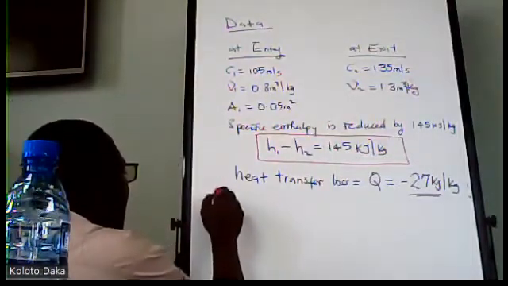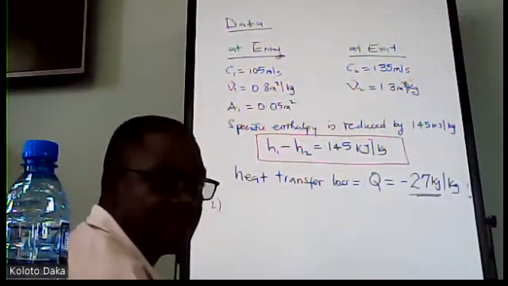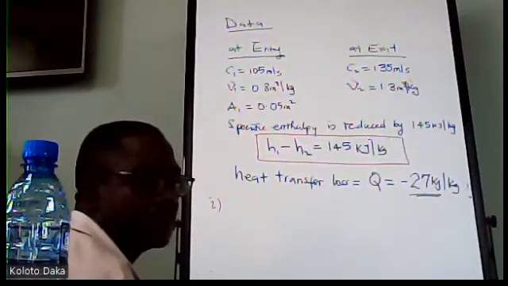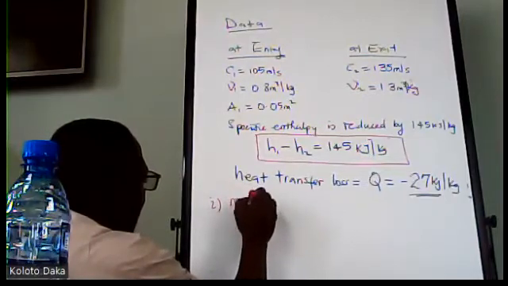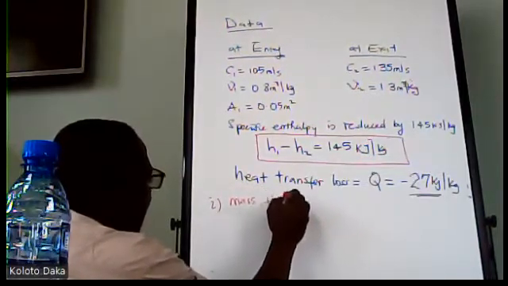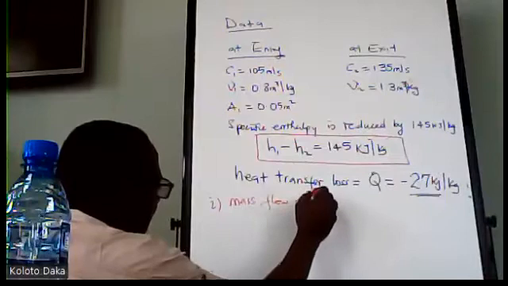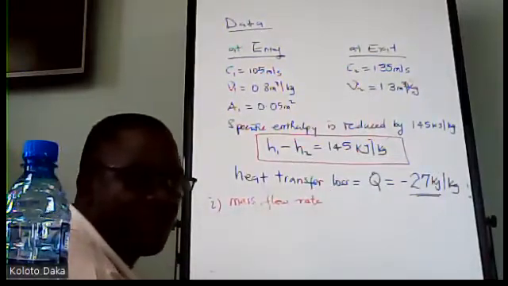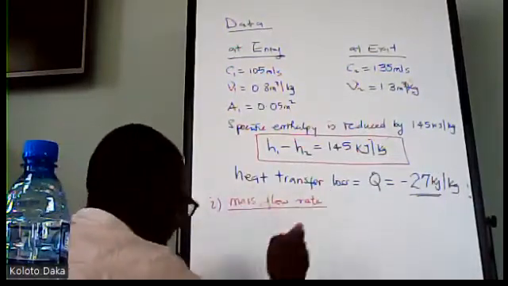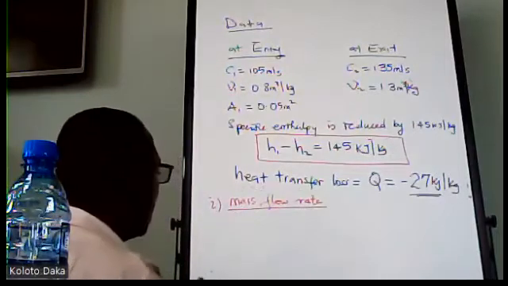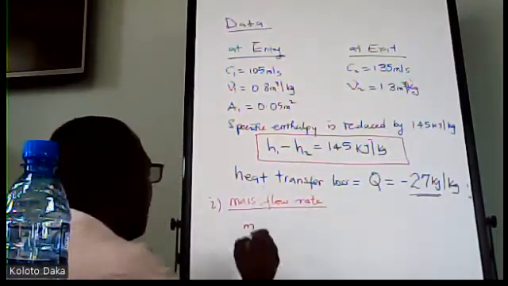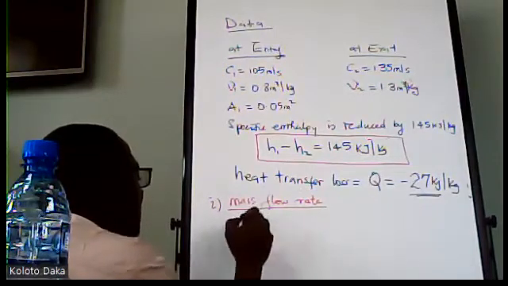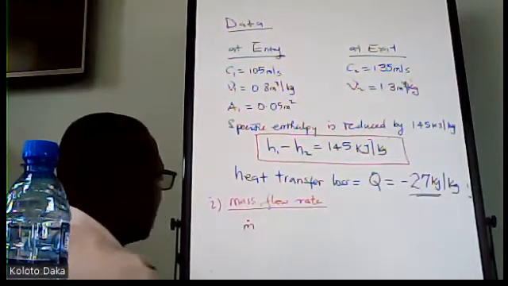So, what is question 1? Roman numeral 1. What do they want us to find? Determine the mass flow rate of the air through the turbine. Mass flow rate. What's the formula for mass flow rate? M with a dot. Mass flow rate.